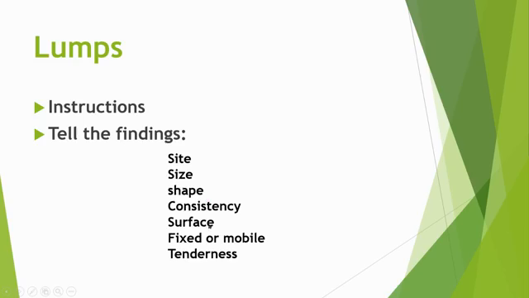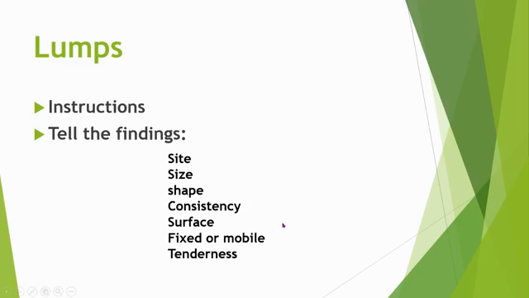Consistency. Surface is rough. Usually a malignant one has a rough surface. Fixity and mobility, fixed or mobile. This must be seen. Usually if it is fixed, the possibility is malignancy. If mobile, usually it is not malignant. And the direction of the mobility is also important.